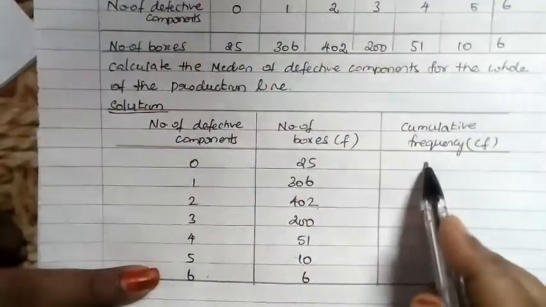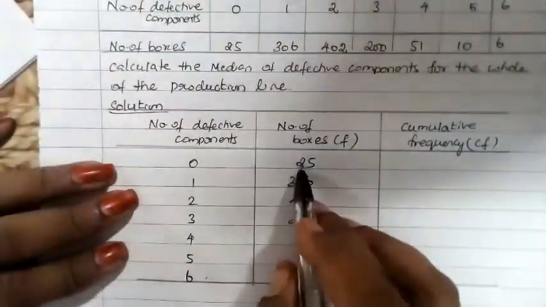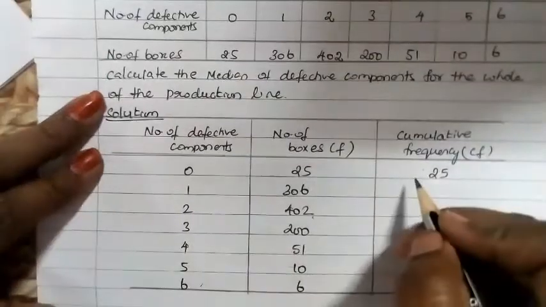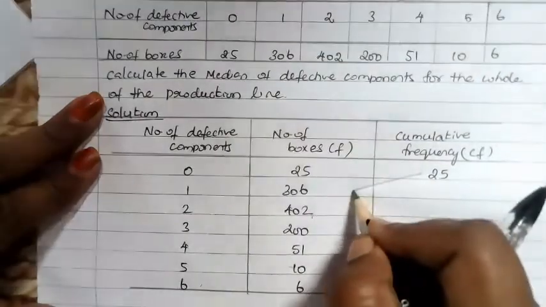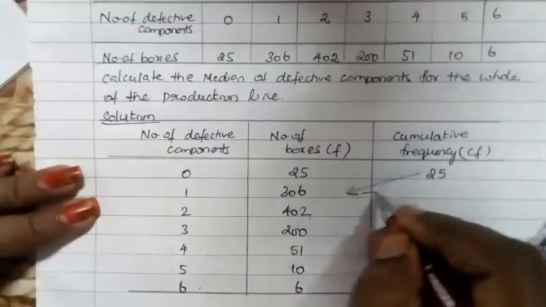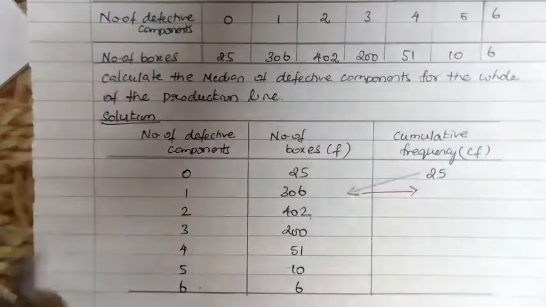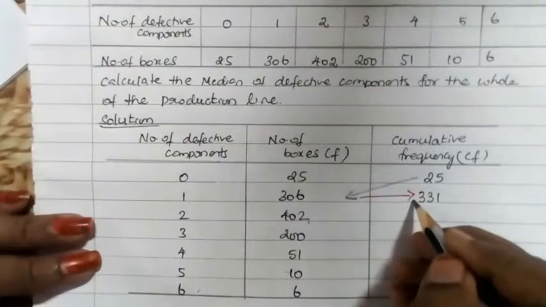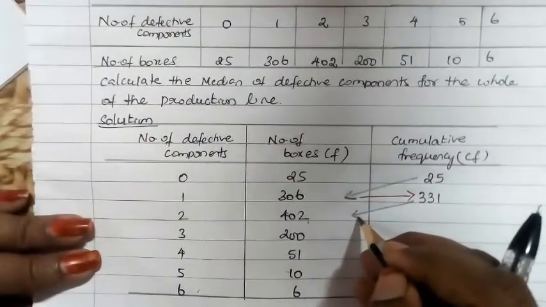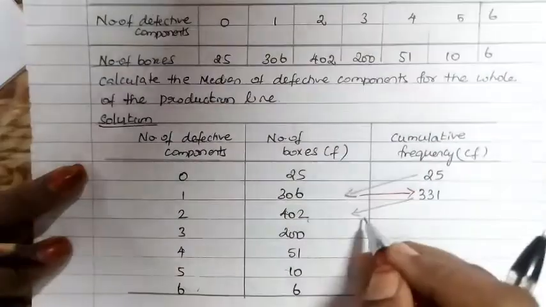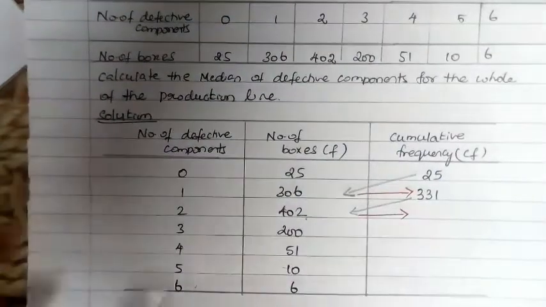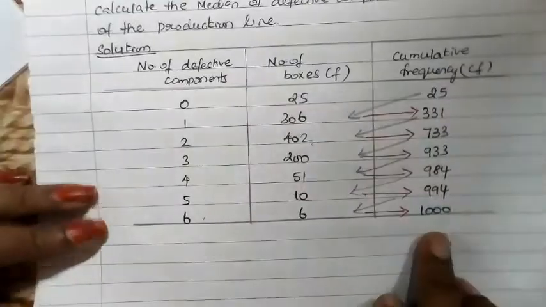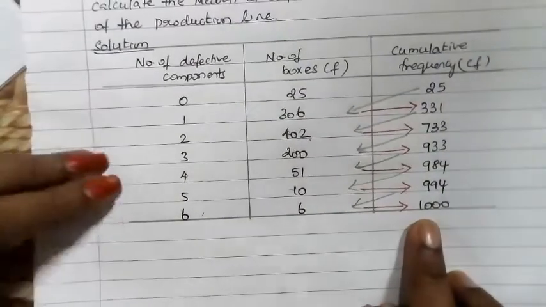Now let us find out the cumulative frequencies of this. The first value is 25. So write 25 as it is. You have to add this 25 with this 306, which gives the cumulative frequency as 331. Then add 331 with the next frequency to get the new cumulative frequency, which is 733. So this is the final cumulative frequency, which is 1000.